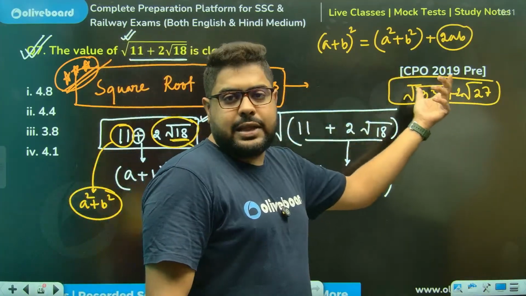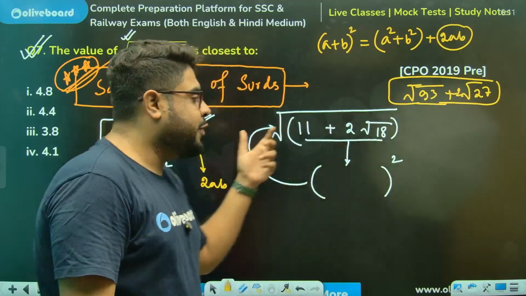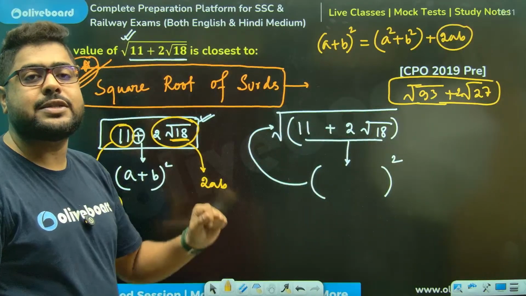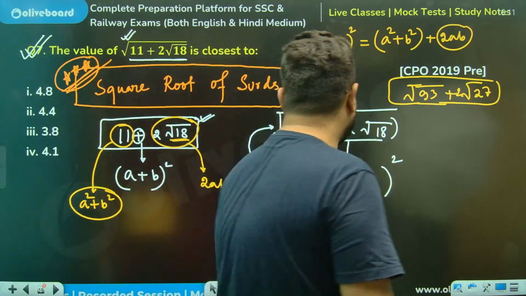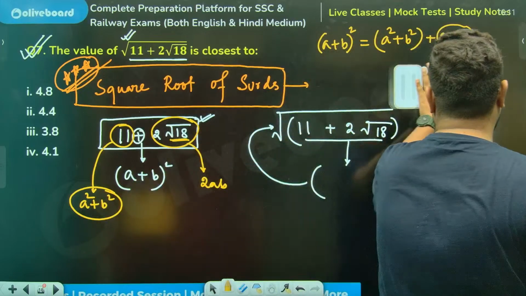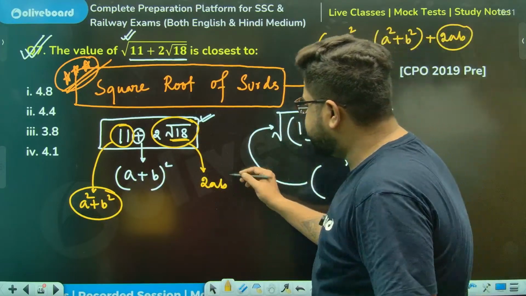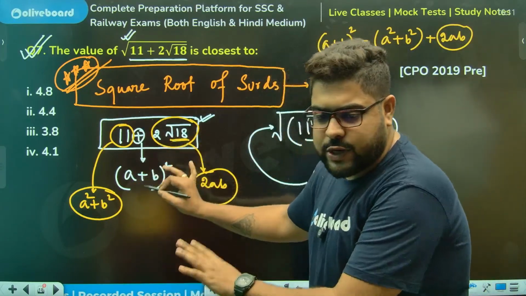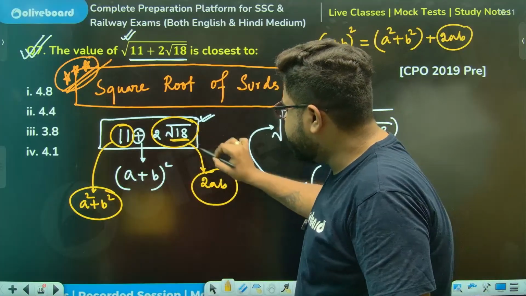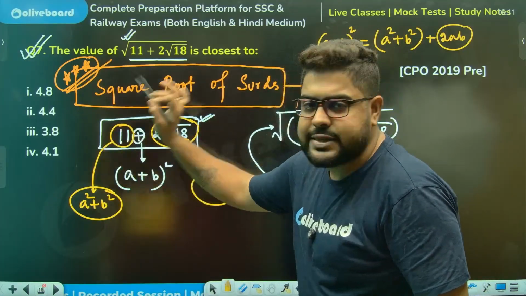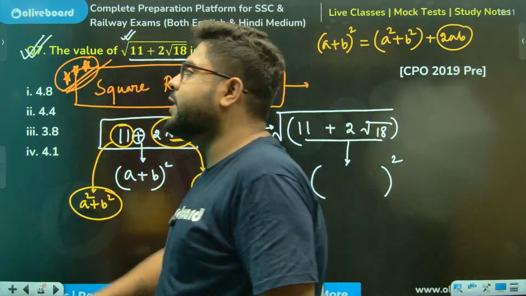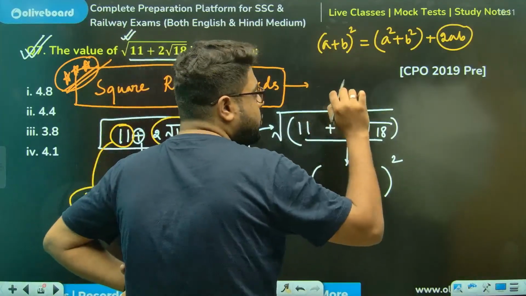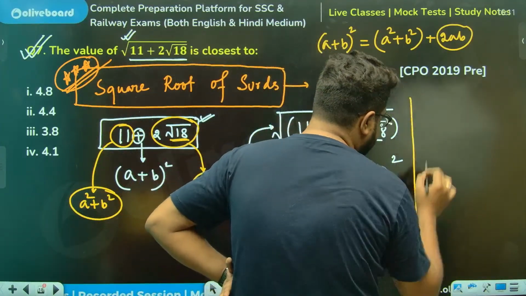So again, then how will you figure out which one is a square plus b square and which one is 2ab? So actually, this is not the rule. This is not the rule. I have just taken this because this is the shortest way to identify. So this is 2ab, the square root one, and this one is a square plus b square. Original rule is, I'm giving you a proof as well.